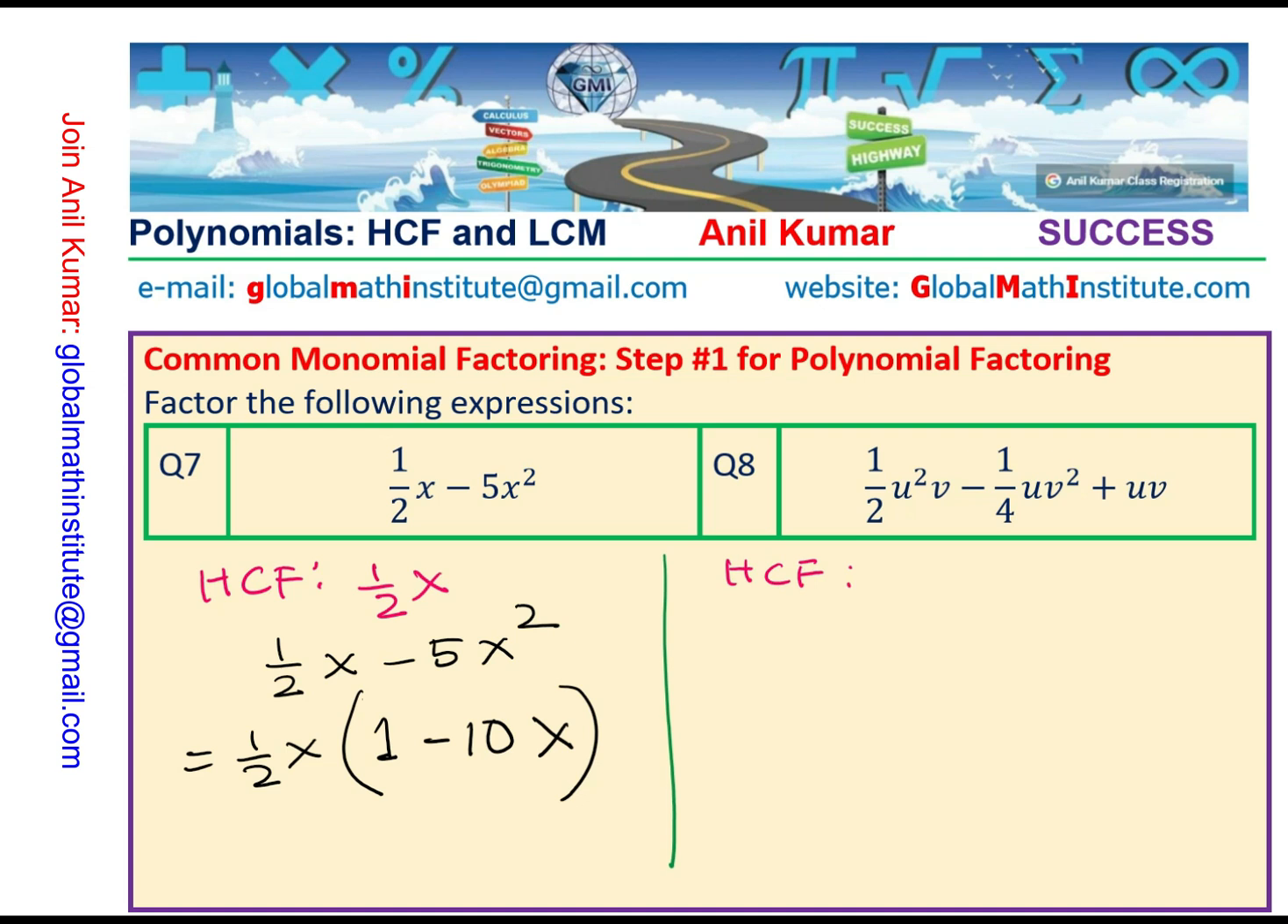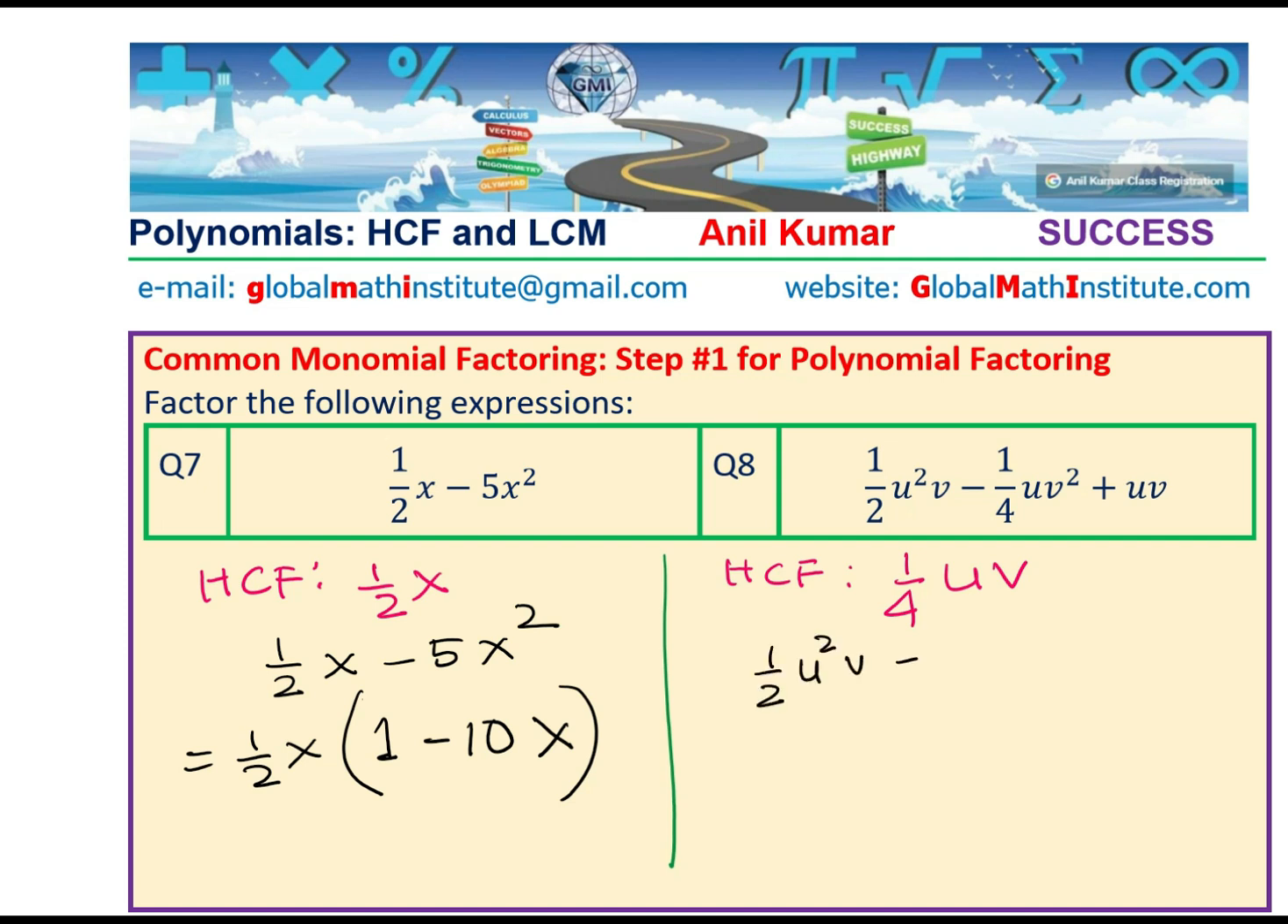Well, the numbers, which is lower, half or 1 by 4? Well, 1 by 4 is lower. So we'll take 1 by 4 as a common factor. Amongst u's and v's, we have u and v as a common factor. So now, let's see. The question is half u square v minus 1 by 4 u v square plus uv. So we can take 1 by 4 uv common, correct?